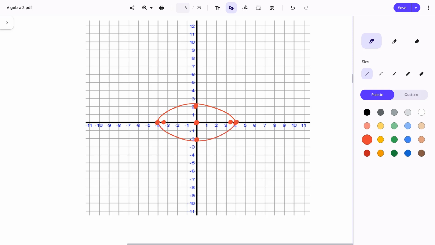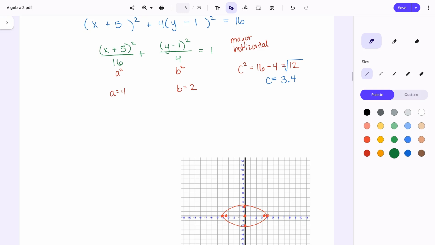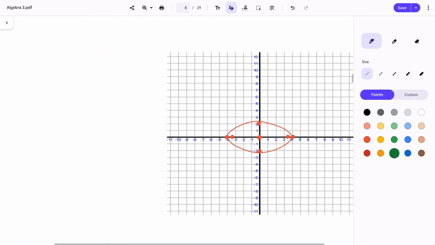Okay, but what was the center of my equation from up here? Negative 5, 1. So I'm just going to write that off to the left side here. My center of the new one is negative 5, 1. So it's going to move all those points left 5 and up 1. So let's go ahead and do that.